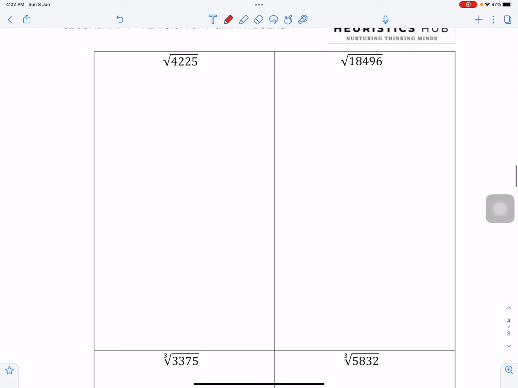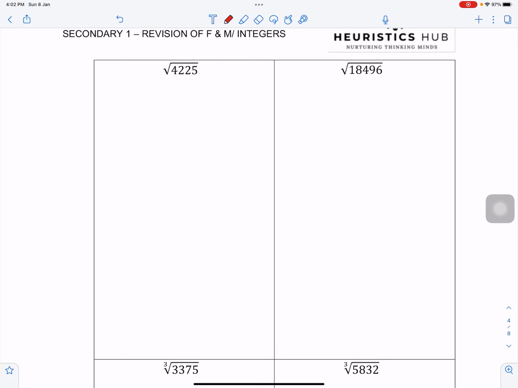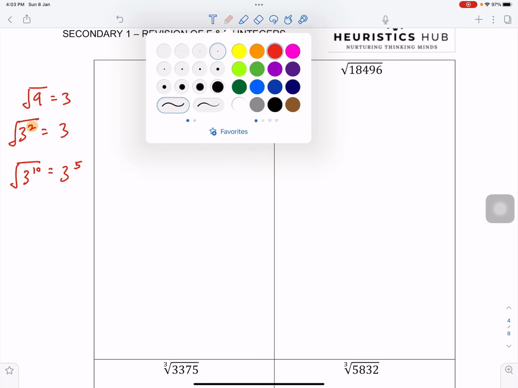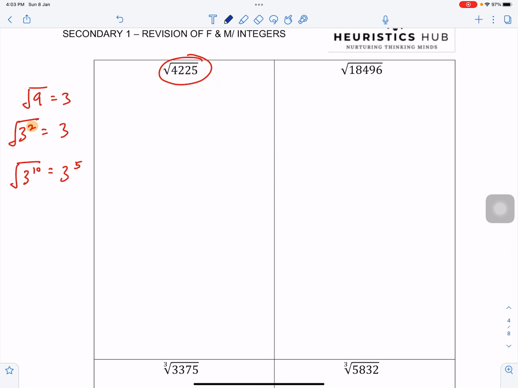The next one, I want to draw your attention to the meaning of square roots. Square root of 9 will give me 3, because 3 times 3 gives me 9, and the square root of 3 to the power of 2 gives me 3. What does this mean? When you see a square root, you divide the power by 2. Example, square root of 3 to the power of 10 gives me 3 to the power of 5.